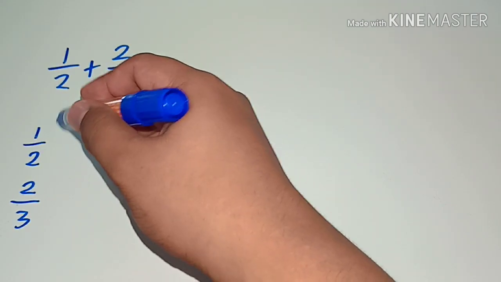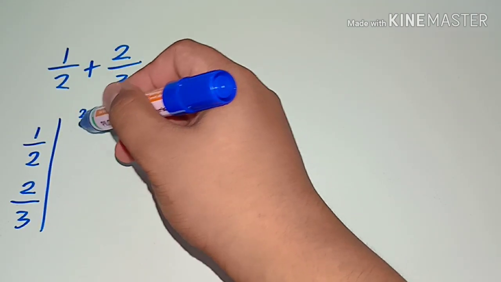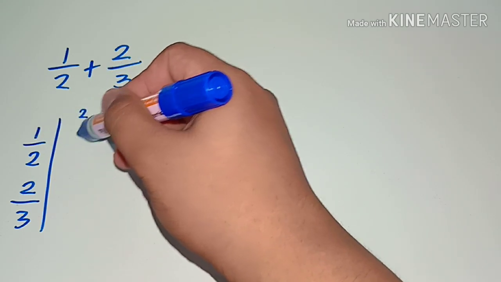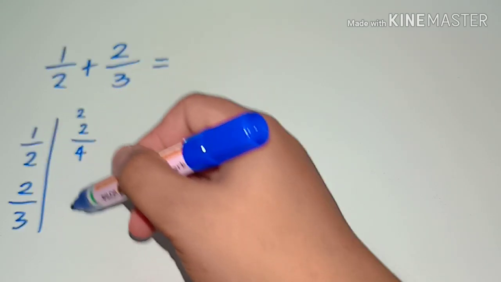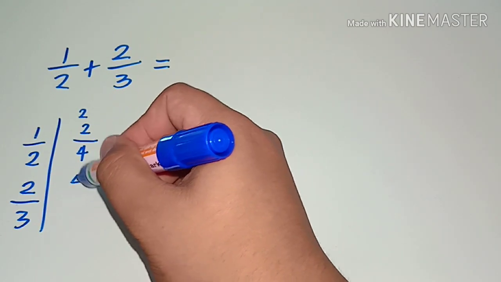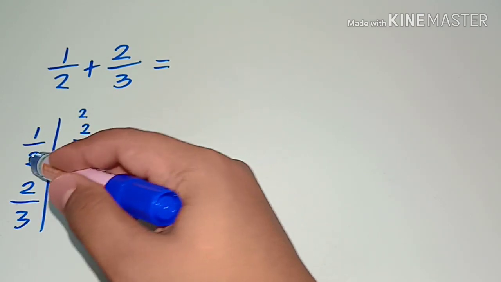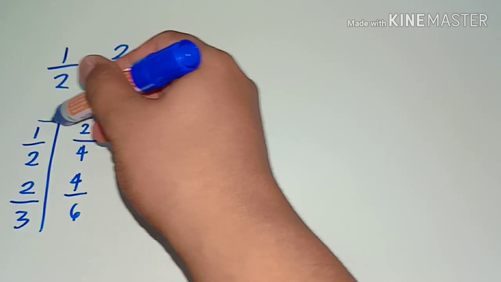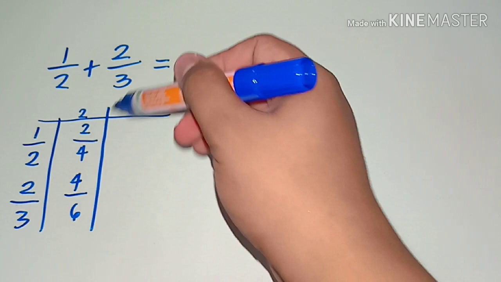So for 1/2, when you multiply both the numerator and the denominator by 2, you will get 2/4. For 2/3, you will get 4/6. Try to check if you have the same denominator. No, you don't. We don't have yet. So proceed to 3.